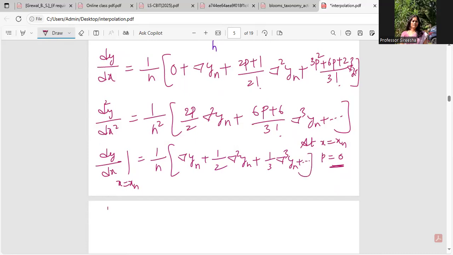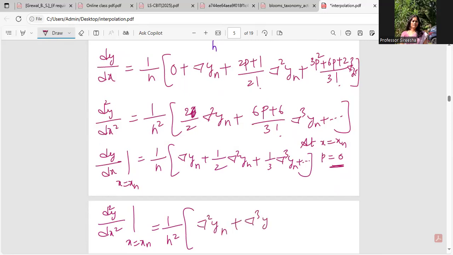Similar thing repeats for d square y by dx square at x is equal to xn, guys. 1 by h squared. P goes to 0. So whatever p terms are there, they will go to 0. This is 2 by 2, guys. I'm sorry. So I'll be having del square yn plus del cube yn.